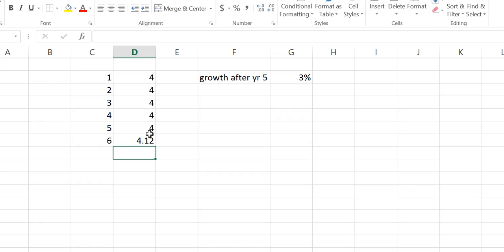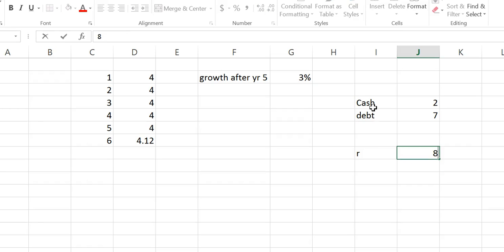The firm currently has $2 million of cash, so I'm going to also write it down. So cash is $2 million. Debt is $7 million. And cost of capital, R, is equal to 8%. And also shares outstanding are 10 million.